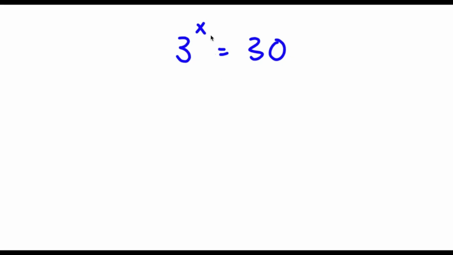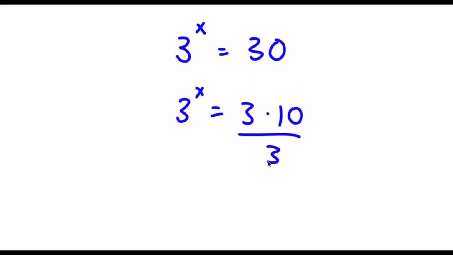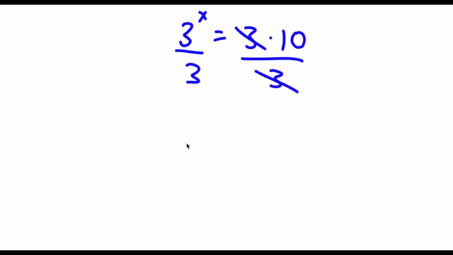Alright, so I have 3 to the power of x is equal to 30. Now to start, 30 we can rewrite as 3 times 10. So now I have 3 to the power of x is equal to 3 times 10. Now, I'm going to go ahead and divide both sides by 3. So these two cancel out. And now I am left with 3 to the power of x over 3 to the power of 1, because anything to the power of 1 is the same thing as itself, is equal to, all that's left is 10.